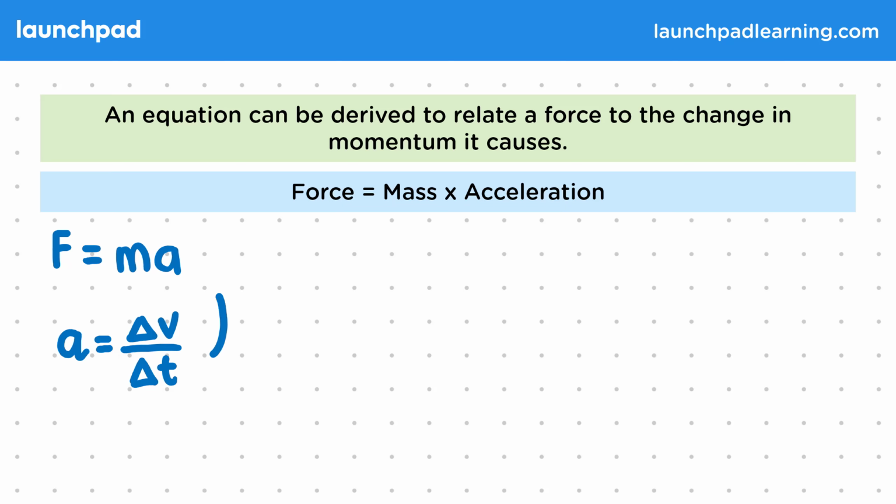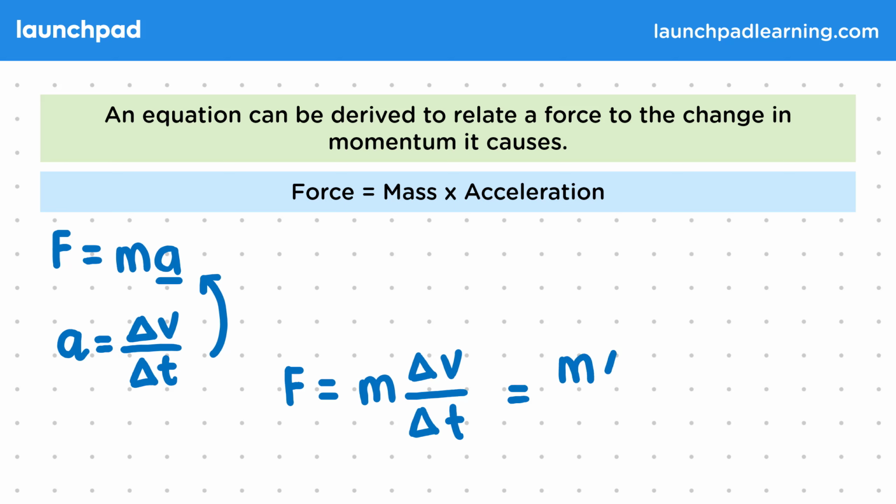Now we're going to substitute this fraction for a in our force equation. This gives us F equals m times delta v over delta t. Remember that the substitution works because delta v over delta t will always be equal to a in our original equation. Now let's bring m into the fraction by putting it onto the numerator. We do this because multiplying the fraction by m is the same as multiplying the fraction by m over 1. So we get m delta v over delta t.